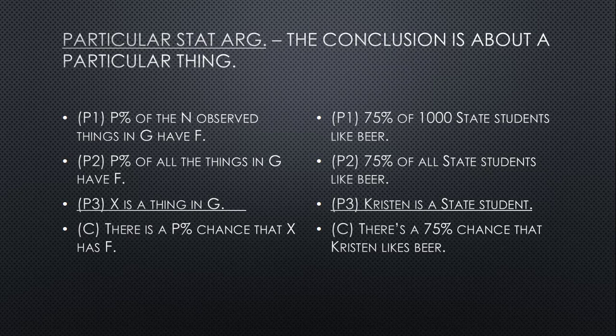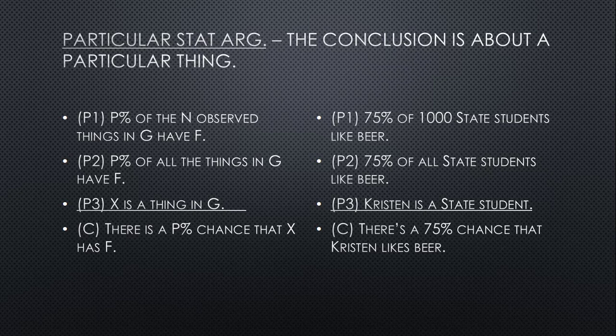So looking at things formally with variables, in the first column we can see the general structure of a particular statistical argument. It'll generally be something like this. First premise, P% of the n observed things in G have F. Second premise, P% of all the things in G have F. Notice the first and second premises are parts of the general statistical argument. But now we have this, third premise, X is a thing in G. It's a particular member of G. Conclusion, therefore, there is a P% chance that X has F, that this particular member of G has this feature, F.